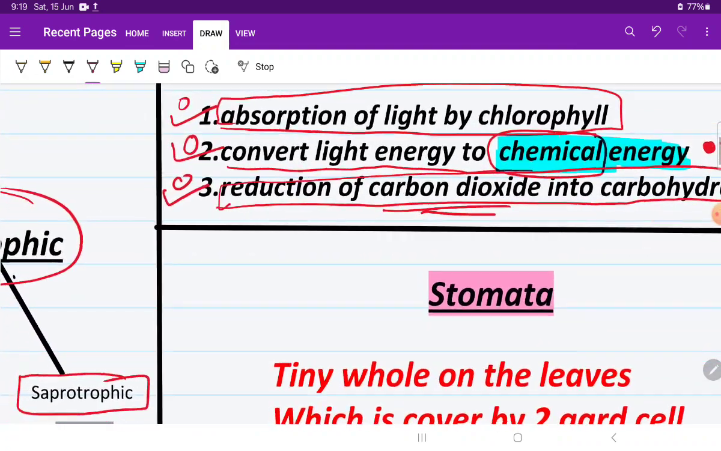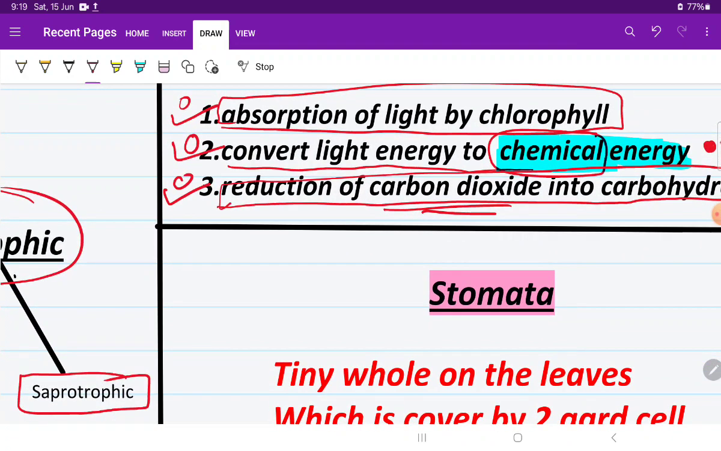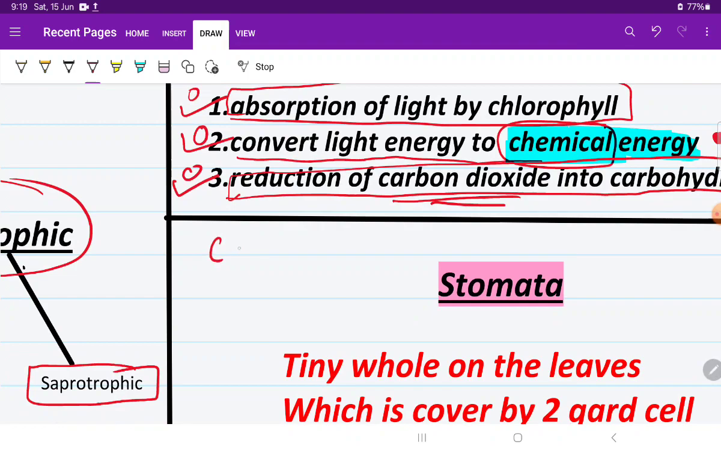What is reduction? If you have confusion about reduction and oxidation, you can visit my channel. I have uploaded the chapter number 1 video of reduction and oxidation and others. Okay, let's see what is reduction. When CO2 splits into C plus O2, the C and O2 molecules are separated. The carbohydrate is formed. Okay, I hope there is no confusion.